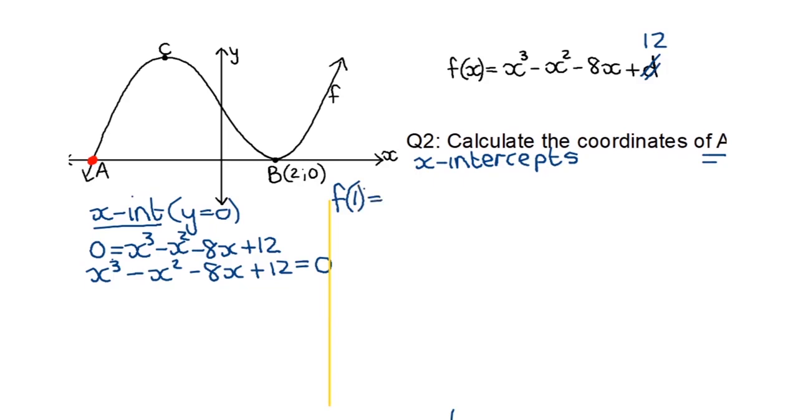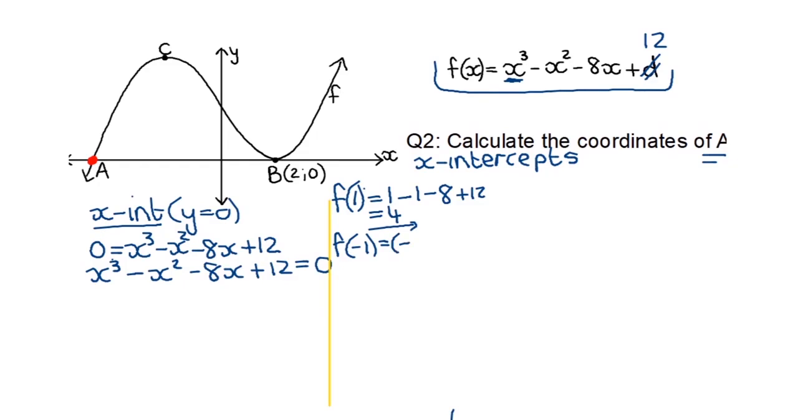Now let's try f of 1. If I replace every x here with a 1, I'm going to get 1 minus 1 minus 8 plus 12, and that is going to give me 4. It's not 0. Let's try something else. If I try negative 1 and replace it in there, it's going to give me negative 1 cubed minus negative 1 squared minus 8 times negative 1 plus 12, which is negative 1 minus 1 plus 8 plus 12. This gives me 18. Still, I haven't found something giving me 0.